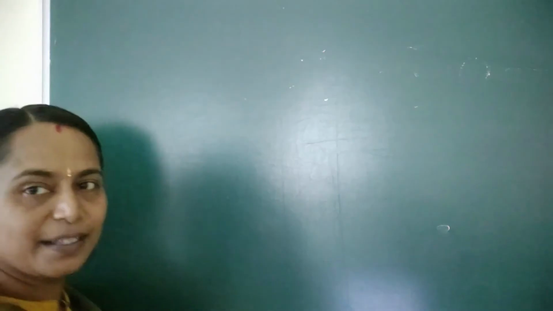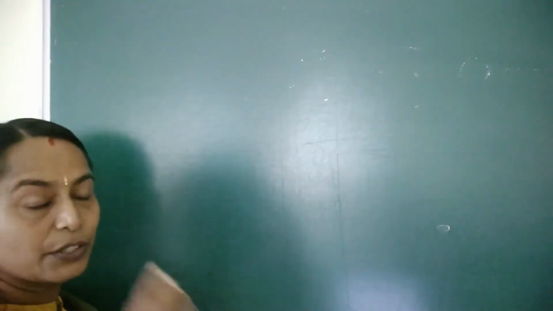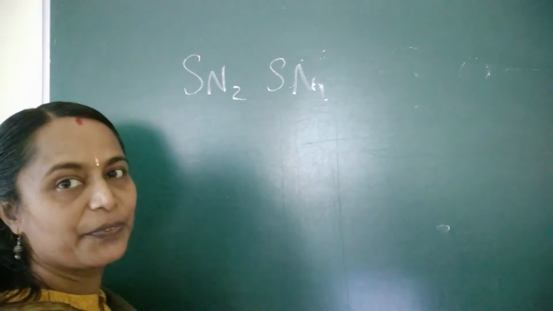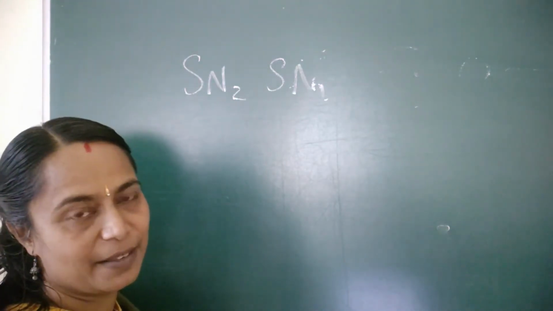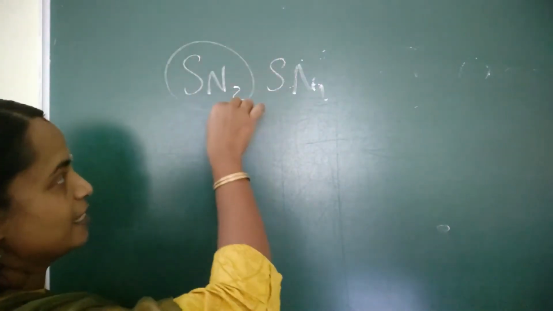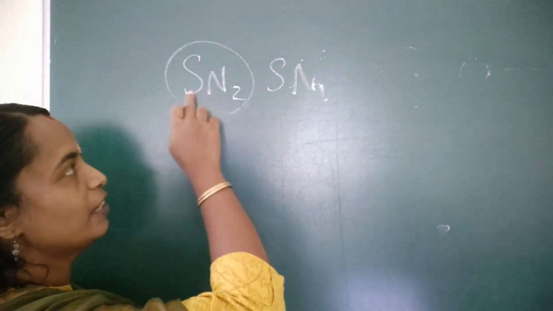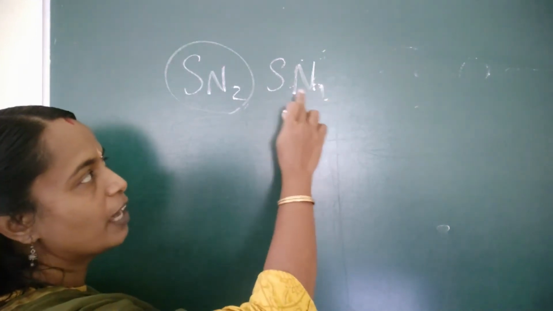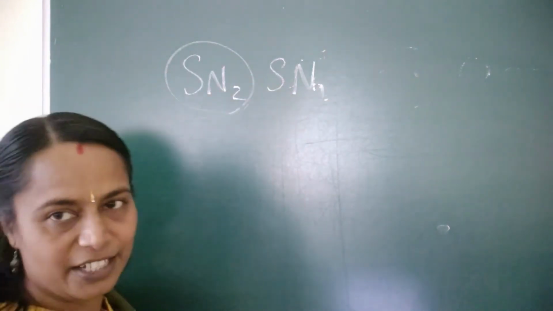The next topic is nucleophilic substitution reactions, the mechanism of nucleophilic substitution reaction. It is followed by two types of mechanism, called SN2 mechanism and SN1 mechanism. SN2 means bimolecular nucleophilic substitution reaction, and SN1 means unimolecular nucleophilic substitution reaction.